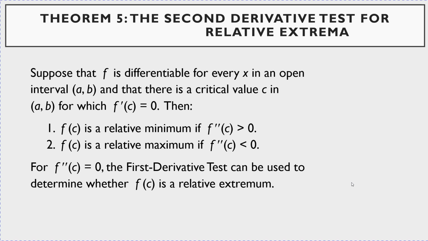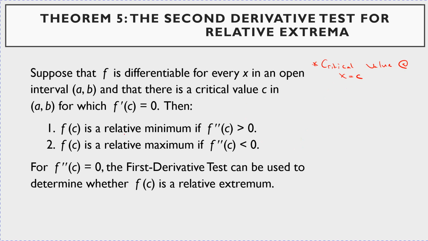All right, so suppose that f is differentiable on every x in an open interval a to b, and that there's some critical value c in that interval for which f prime, so the first derivative, is equal to 0. So what we're saying here is we have a critical value at x is equal to c. Okay, so this works a little bit differently than you would think.